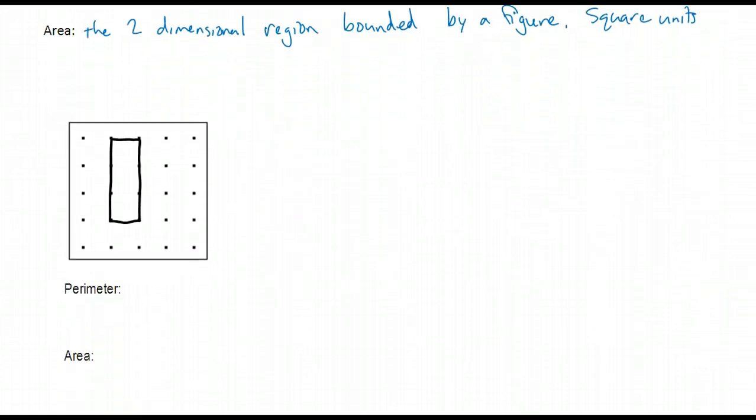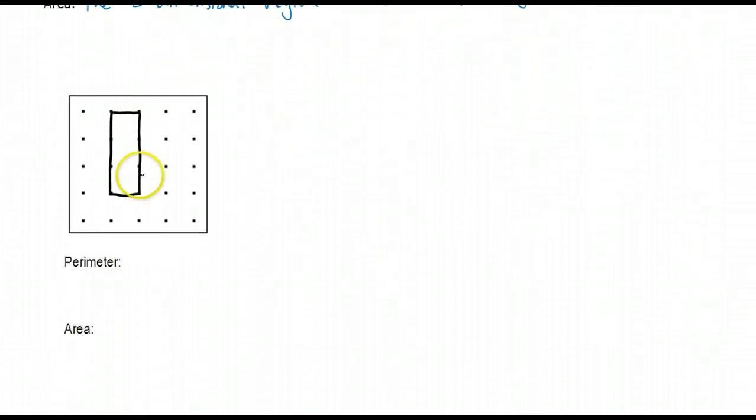If we look at our first example, it is a rectangle. The perimeter of this rectangle is the length of the line that goes around it, the length of the line that bounds this figure. If I cut this rectangle and laid this entire line flat, how long would that line be?